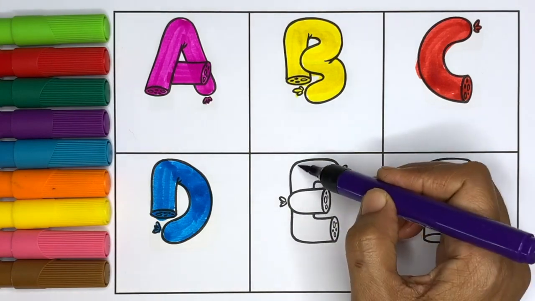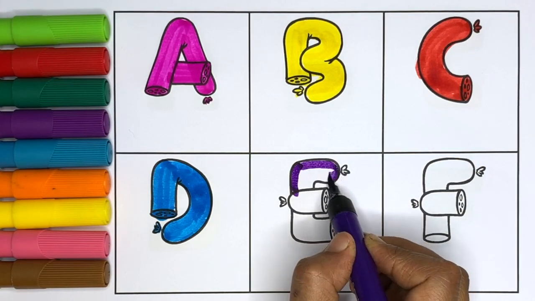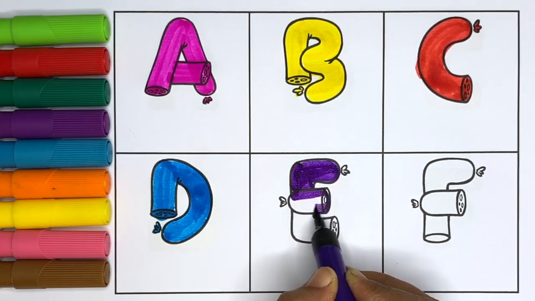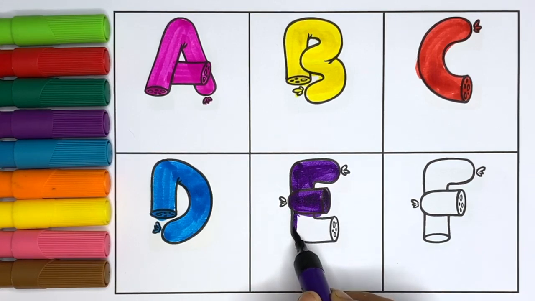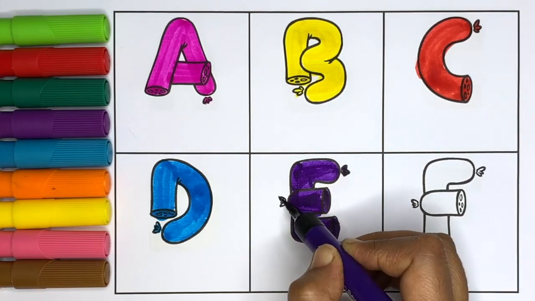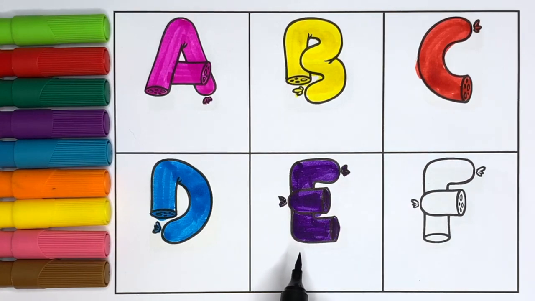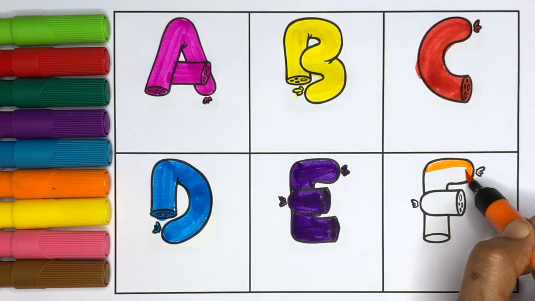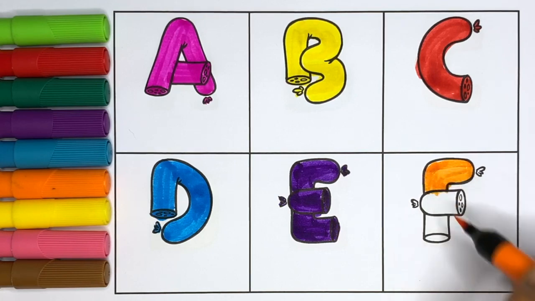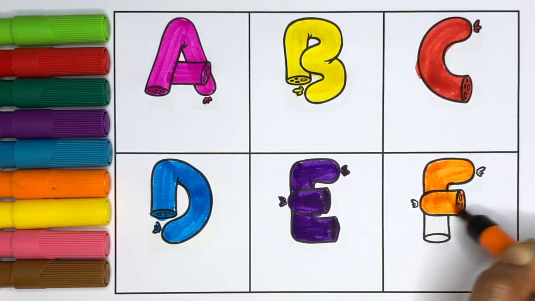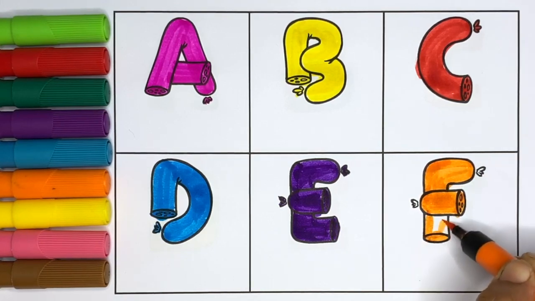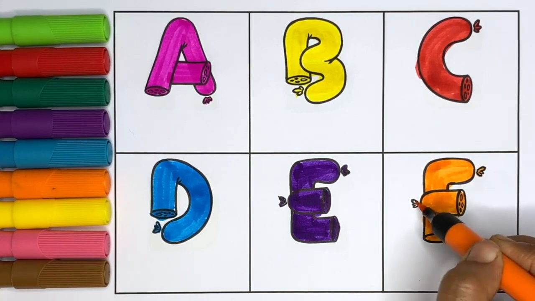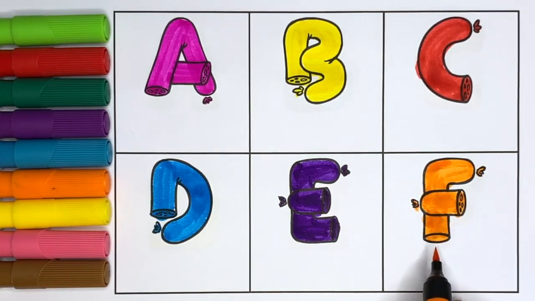Violet color. E for elephant. E for elephant. Orange color. F for fish. F for fish.